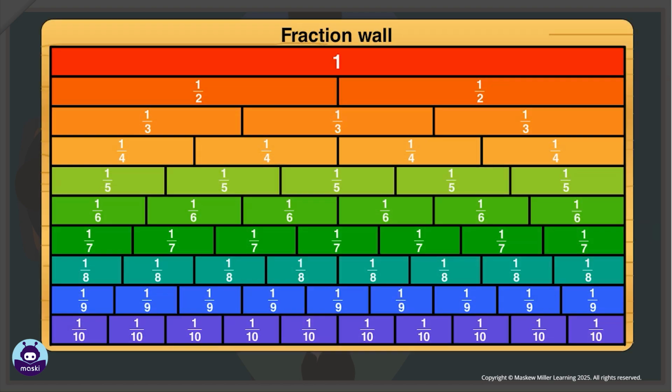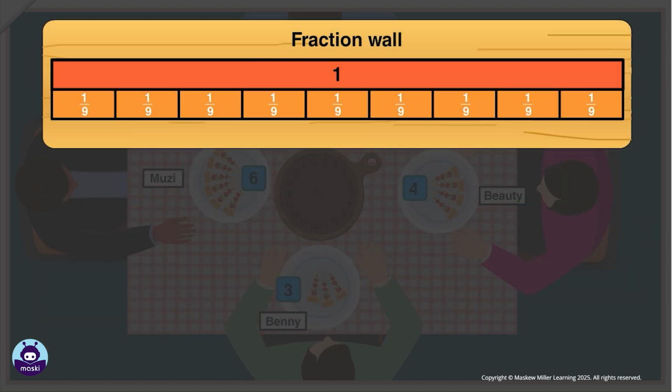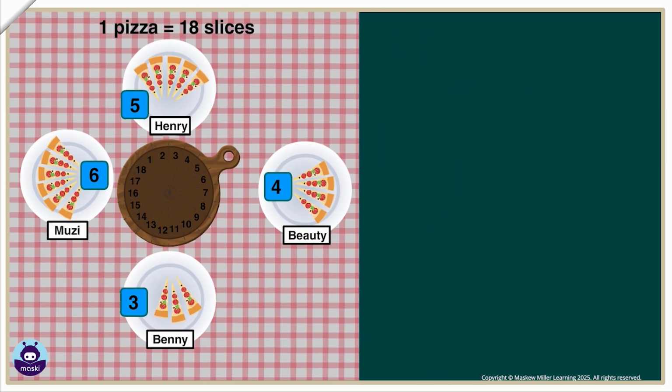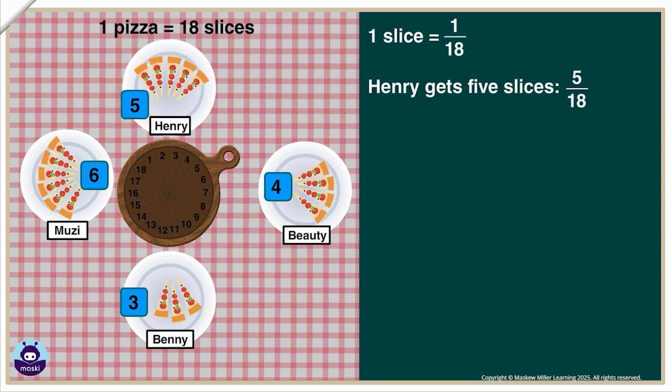You can also use a fraction wall to add fractions. 1/9 plus 4/9 plus 3/9 equals 8/9. Let us now work out the fraction that each worker gets. 1 pizza equals 18 slices. 1 slice equals 1/18. Henry gets 5 slices, 5/18.